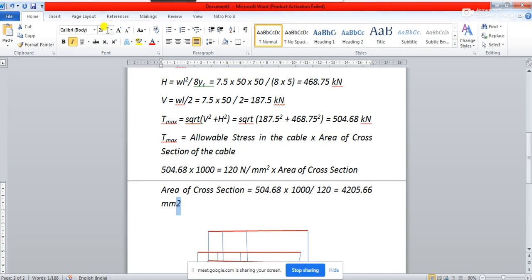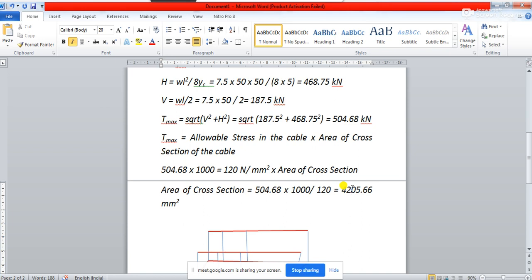So please be very careful about your unit. Unit system is very important, okay? Because here it is Newton per millimeter squared, and here it is kilonewton. So kilonewton into 1000 gives Newton, and you divide by Newton per millimeter square to get the area of cross section. You will have to apply your strength of material concept over here.